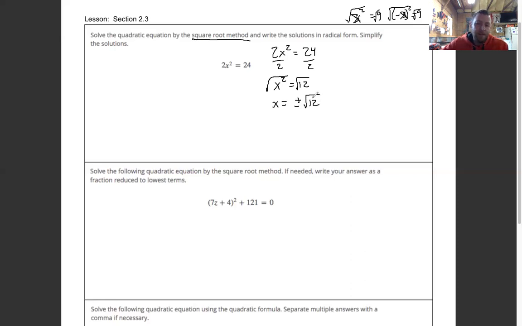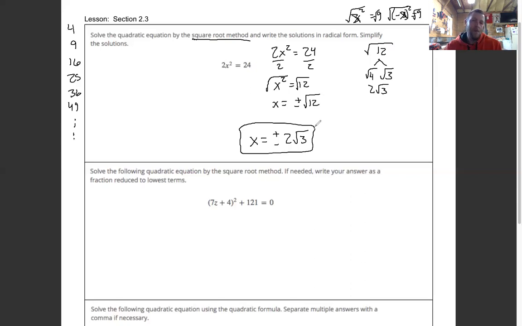Now we need to simplify the square root of 12. What perfect square goes into 12? Again, the perfect squares are 4, 9, 16, anything you can square root, 25, 36, 49, and so on. One of the perfect squares that goes into it is 4. So radical 4 times square root of 3, and the square root of 4 is 2. So my answer to this is x is equal to plus or minus 2 square root of 3.